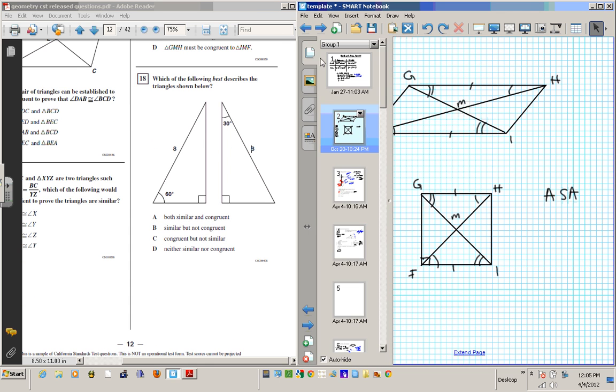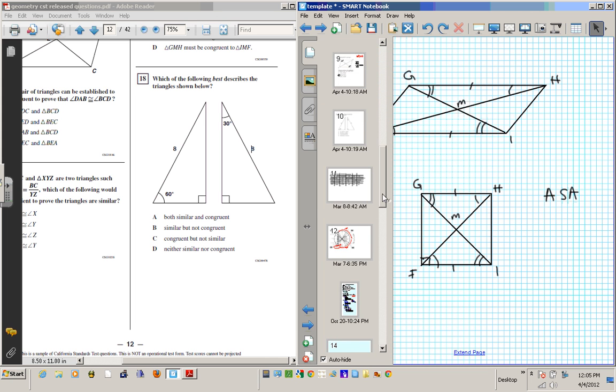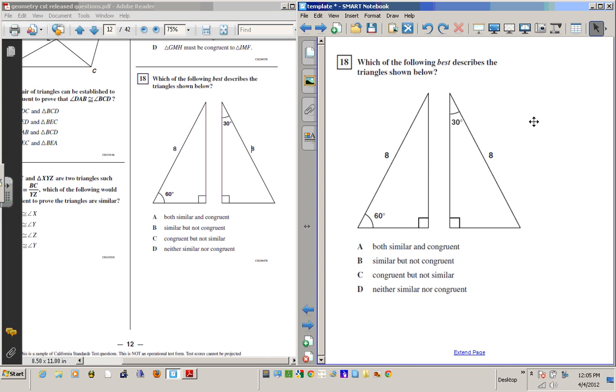Question 18, you're asked, which of the following best describes the triangle shown below? Similar, incongruent, similar but not congruent, congruent but not similar, neither. Look at option C. It makes no sense, because any triangle that's congruent must be similar. You see the similarity symbol? It means similar and equal combined. Congruent triangles are similar. Similarity is one-to-one congruency. So C makes no sense. It could be similar and not congruent, but if it's congruent, it must be similar.